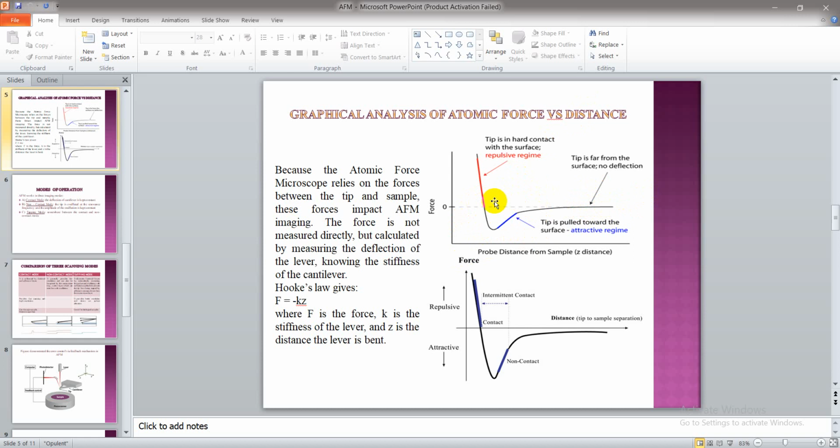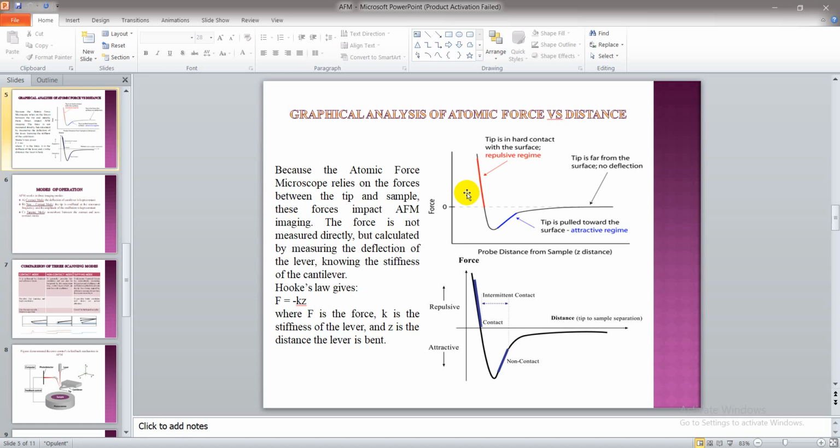So how are we analyzing? Atomic force relies on the forces between the tip and the sample, so this impacts the overall imaging of the AFM. It doesn't mean that we are measuring the force between the atoms directly. No, we are measuring the deflection of the lever that occurs because of the forces between the atoms. That is given by Hooke's law, which we have mentioned here. F is equal to minus kz, where F is the force, k is the stiffness of the lever, and z is the distance by which the lever got bent.